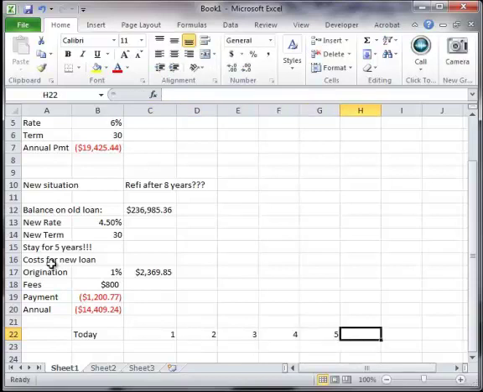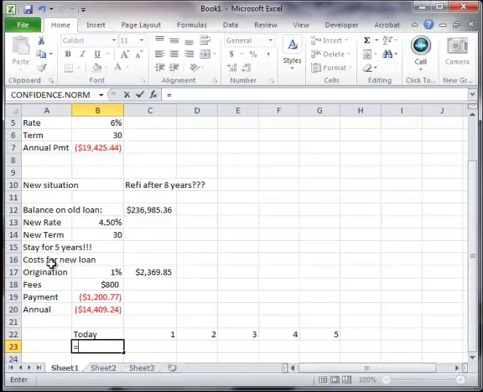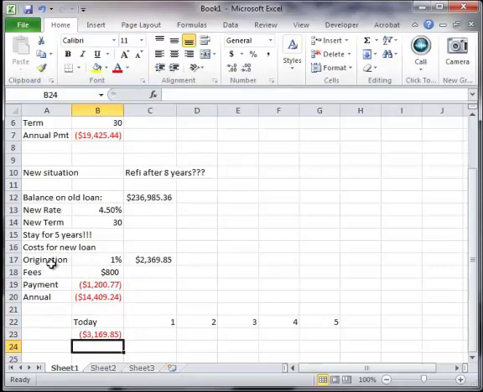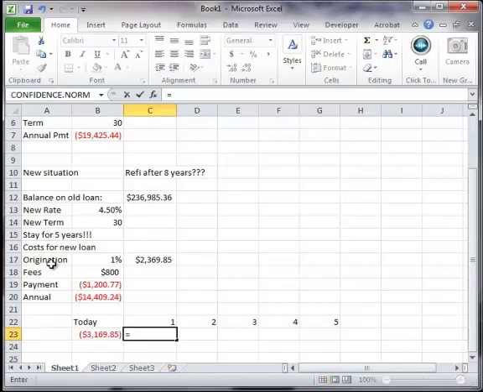So that's pretty good. And if you can already start to figure it out, we're only going to have to pay $2,300 up front plus the $800, so roughly $3,000 to get this new loan. So we'll figure that out. Oh, we got the equals in there twice, so we're going to take the 800, make that a negative amount, and also subtract the $2,369, so it's going to cost us $3,169.85 to get this new mortgage. And then each year we're going to save the difference between the old payment and the new payment.